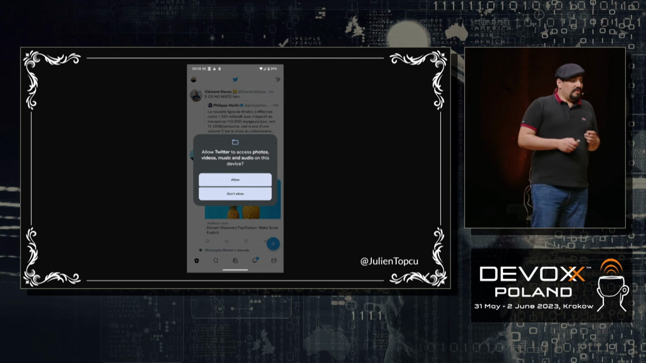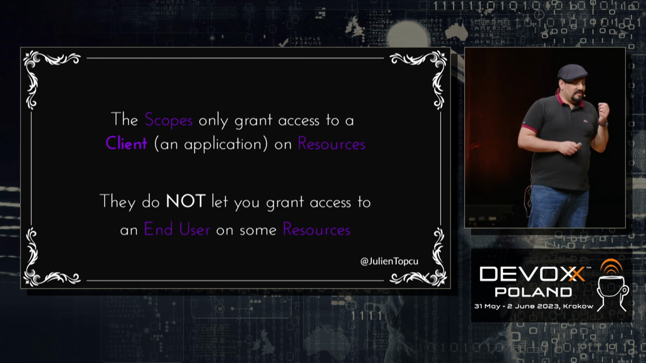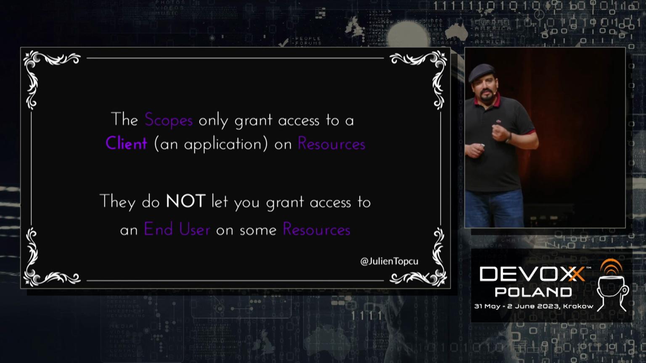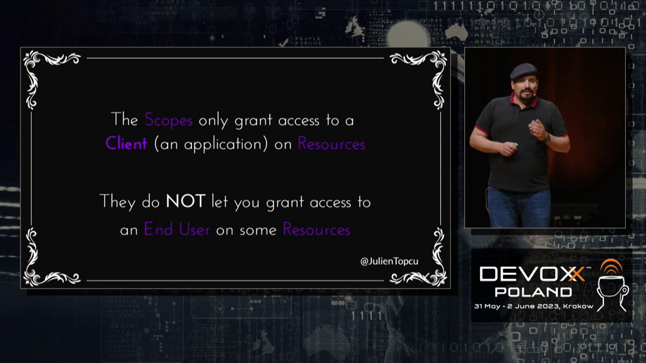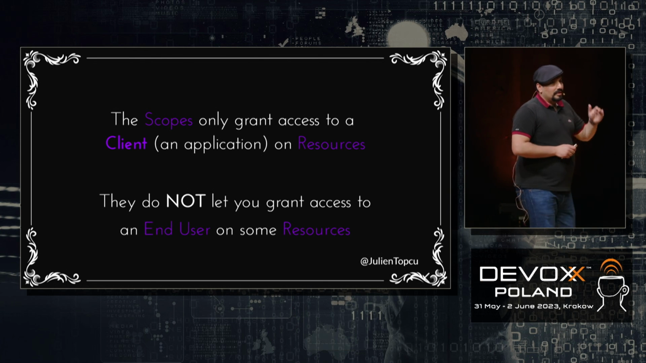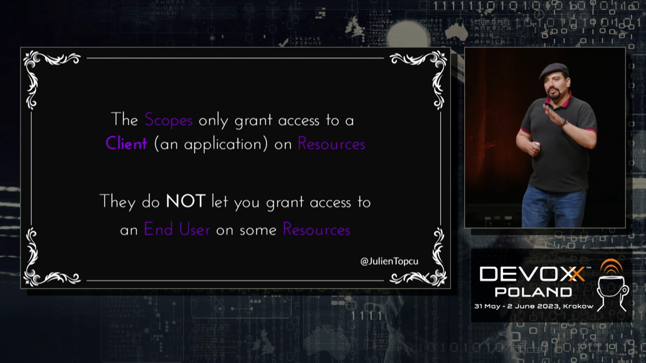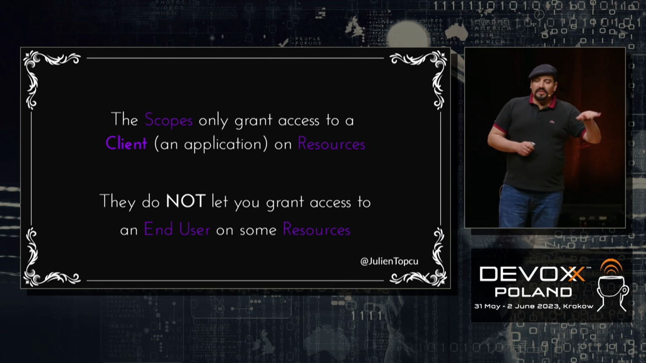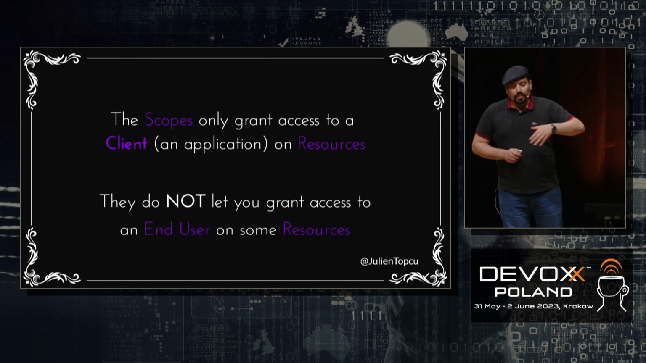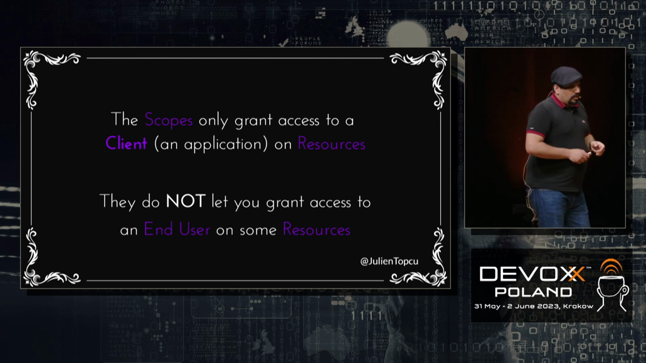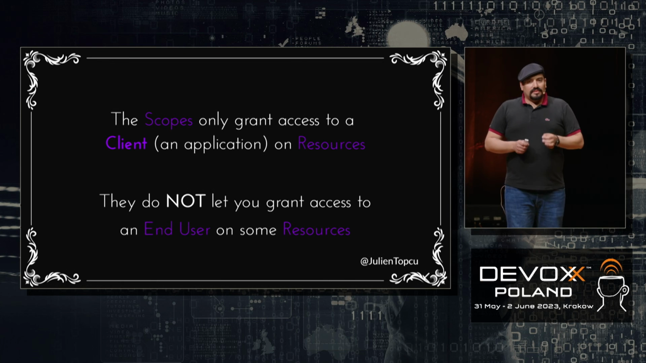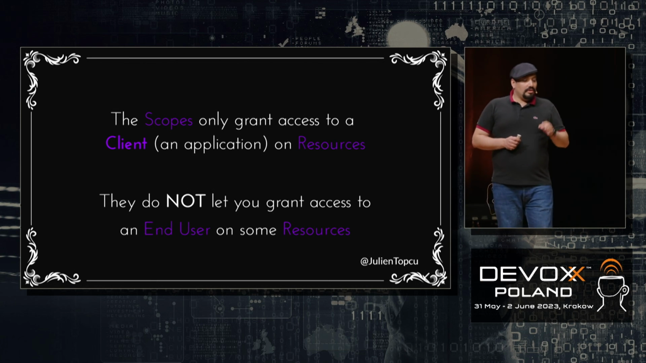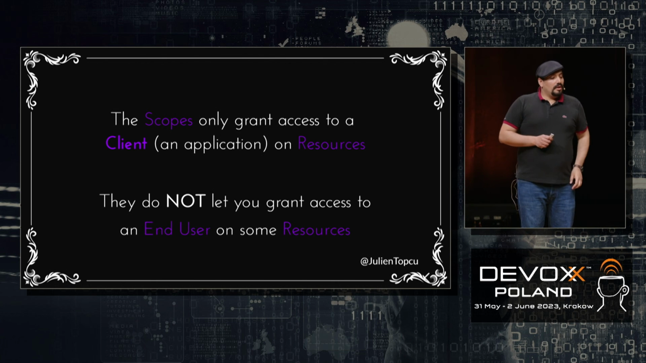But there is something you have to know. The scope is there only to grant access to an application, a client. Some people are using the scope to limit the access of an end user. That's wrong. It was not meant to do that. If you want to limit the access of the user, you should use something else, like the claims from OpenID. That's another story. But please do not use the scope to limit access of end users on resources. That's not the aim of scopes. Only limit the access of applications with a scope.